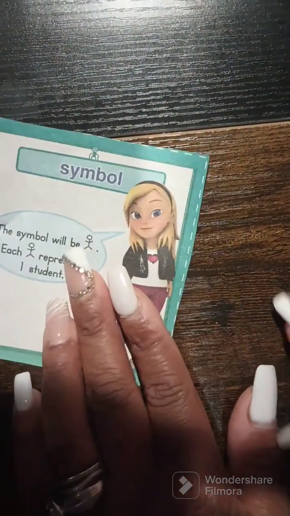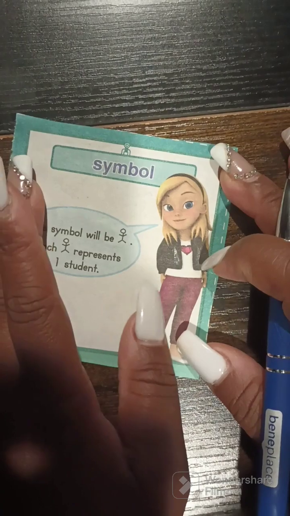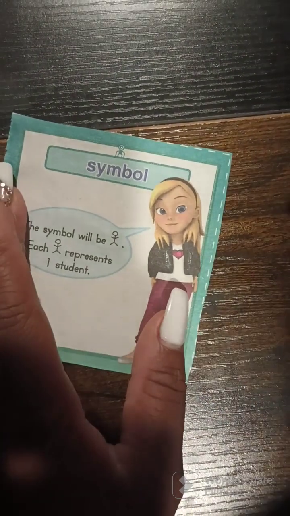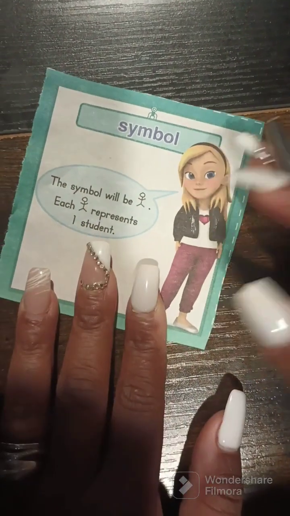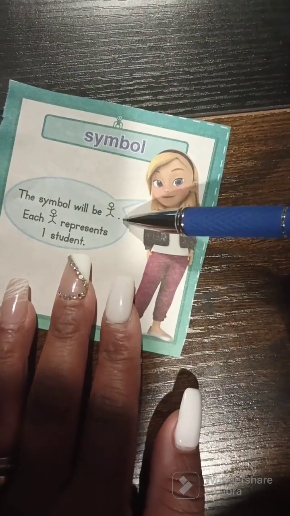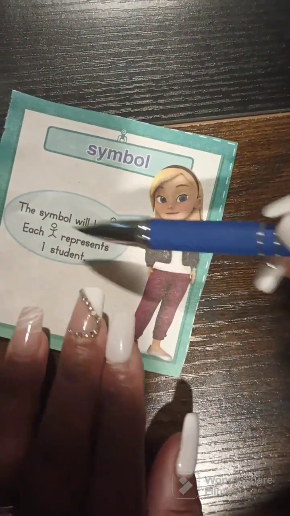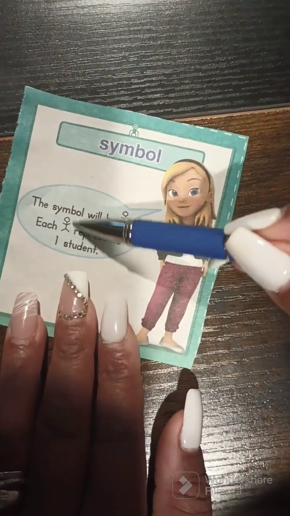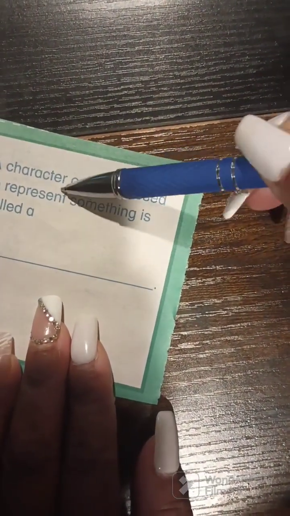The next card we have is symbol. Symbol, it could be a picture, a logo. Think of when you see McDonald's, the M on McDonald's, their logo. It stands for McDonald's. It can be used on a graph as well. The symbol will be a little person. Each person represents one student. And you will see later on down the line that a symbol can represent more than one thing. A character or a picture used to represent something is called, what is it, class? A symbol.